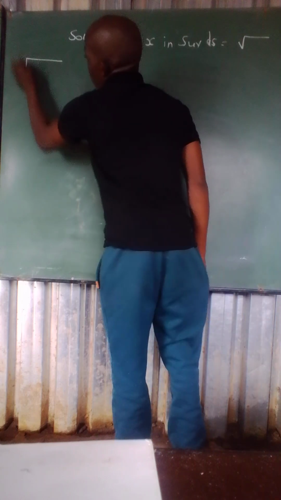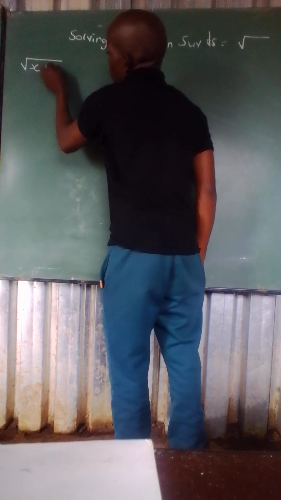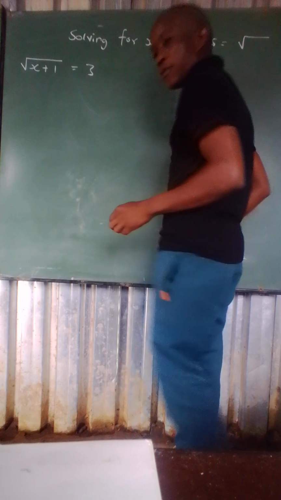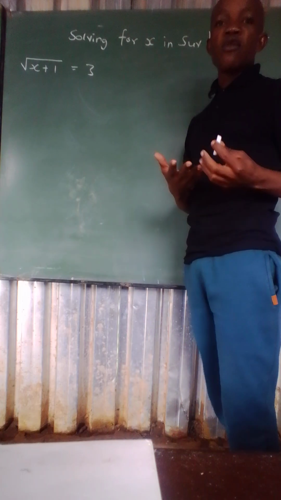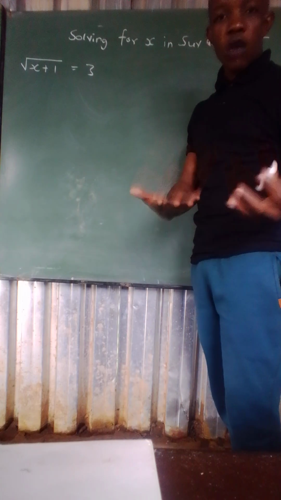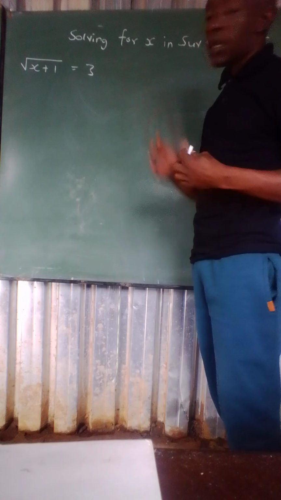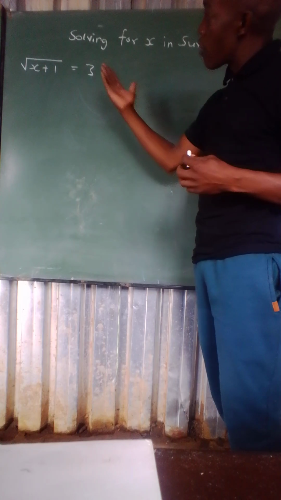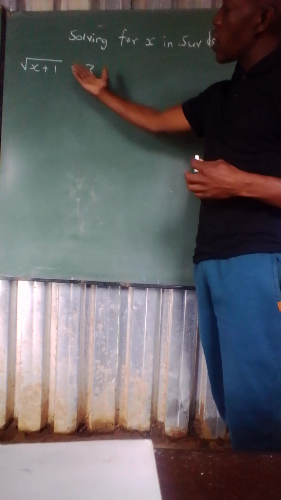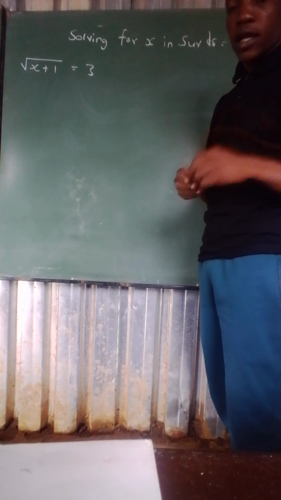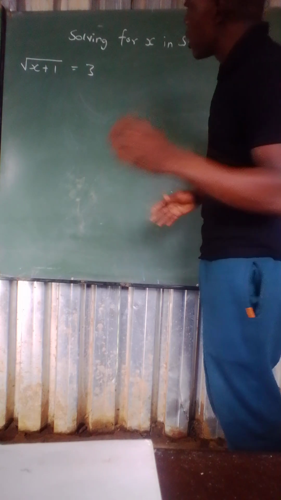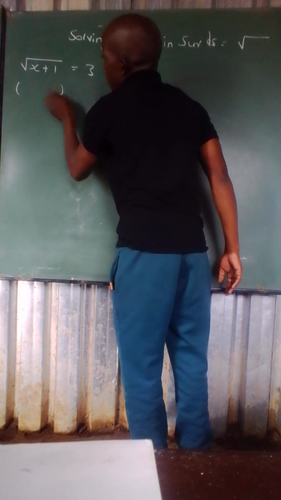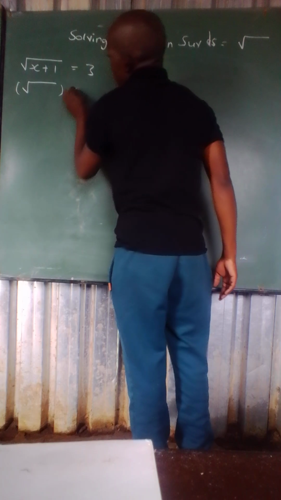Right, I will give you your example 1. On your example 1, you have the square root of x plus 1, which equals 3. Some of you are still confused about how to remove the square root in order to solve for x. So what you should do is simply open two brackets on both sides.